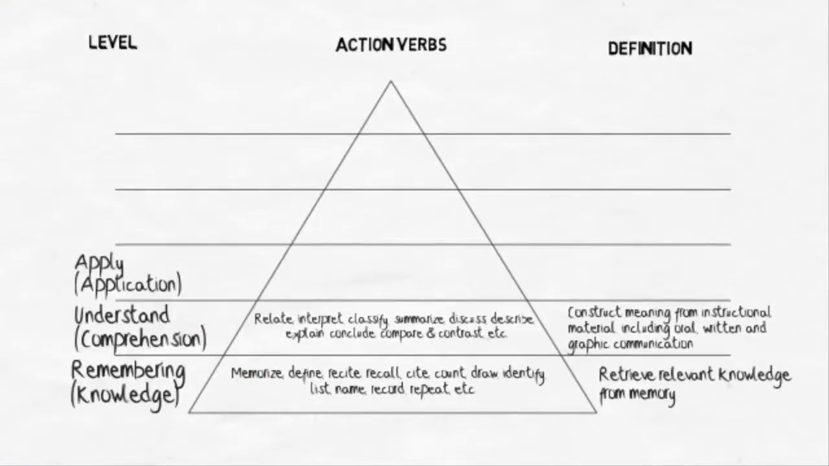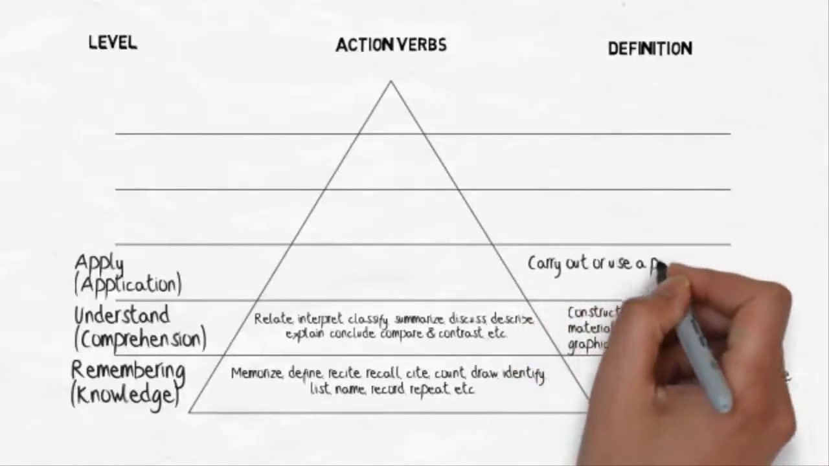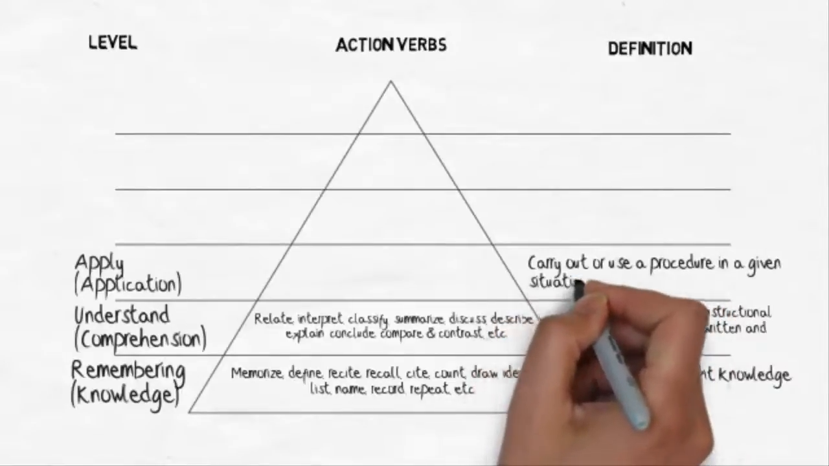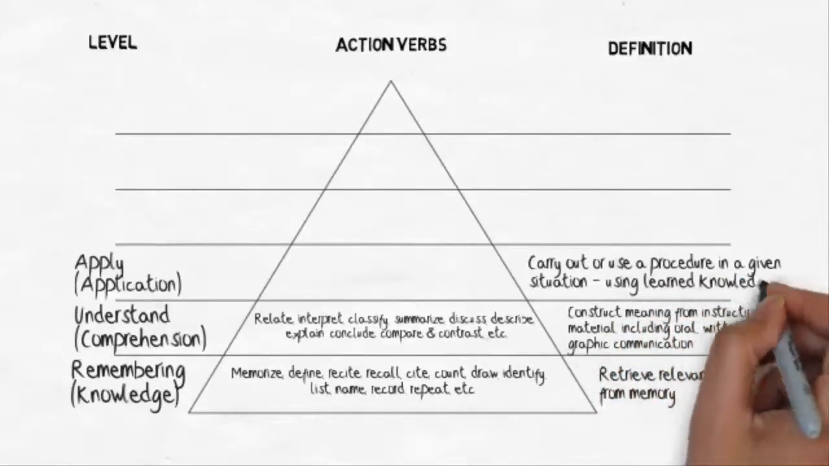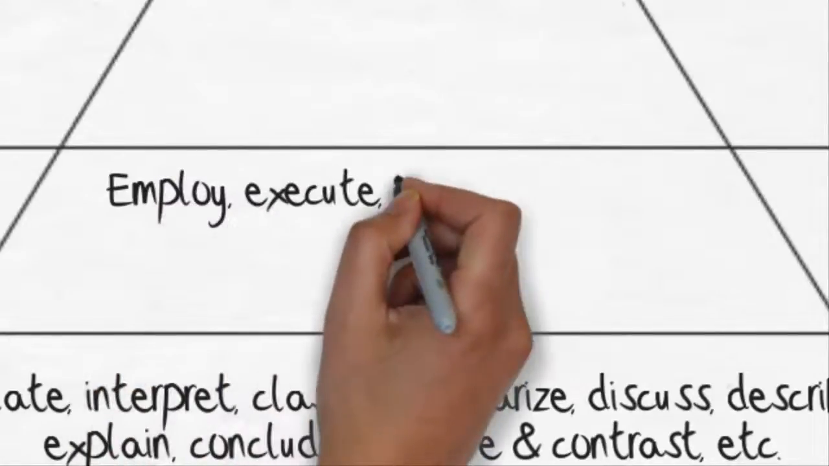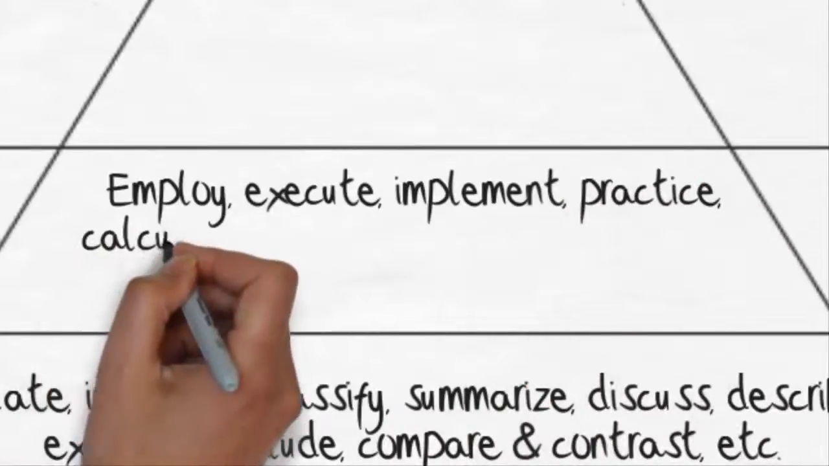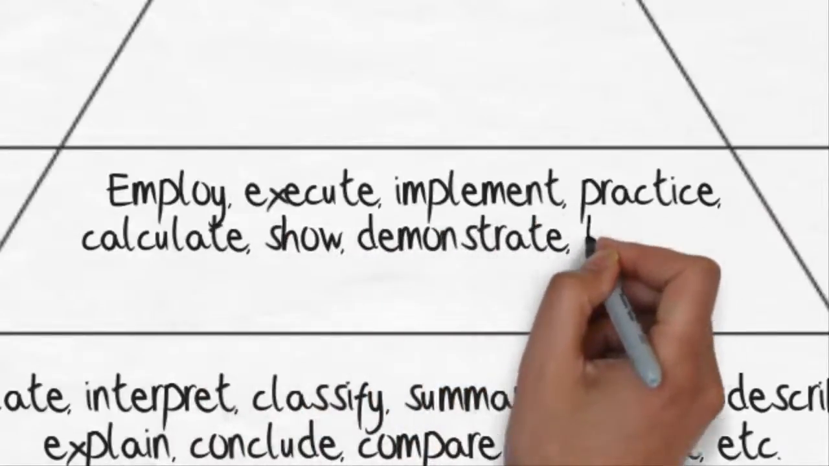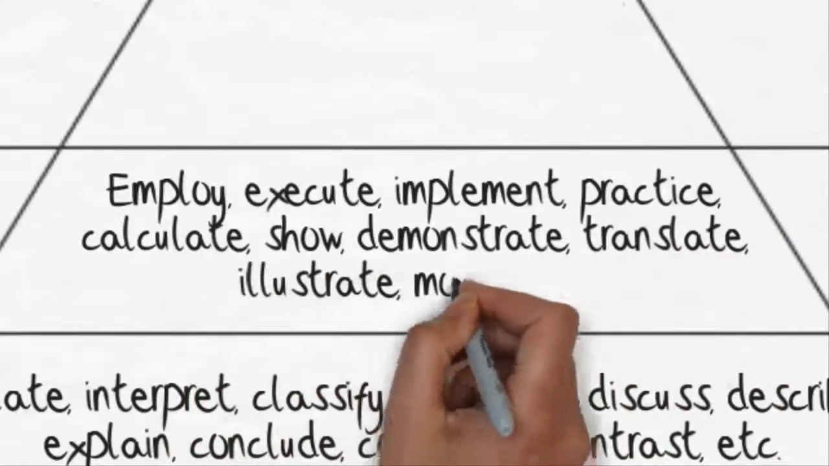The third level, which I think we all kind of aspire to, is application or apply. We want students to be able to apply the information that we have given them. So in particular, this is about carrying out or using a procedure in a given situation, but it's using the information that they've already learned from the previous two levels. And things you'll see here will be verbs like employ, execute, implement, practice, a number of other things that you use to have students demonstrate for you that they are able to apply this information to a given situation.